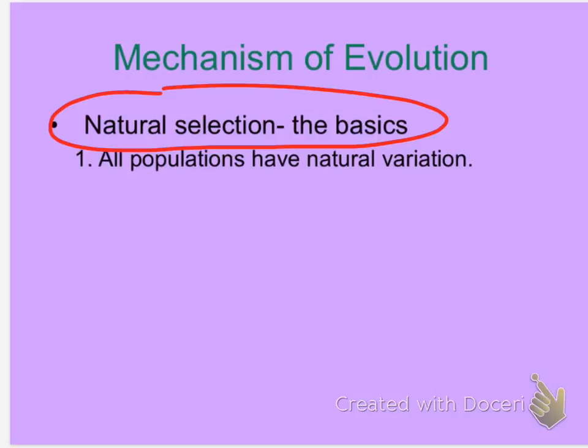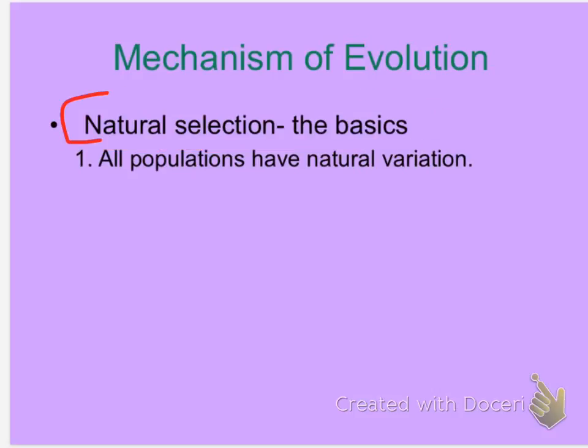The mechanism of evolution is natural selection. And this is amazing because Charles Darwin proposed this long before we knew a lot of the underlying biology of how natural selection works. Proposed it before we knew what DNA was. Proposed it before we knew a lot of the genetics that we know now. And pretty much his proposal stands. And the first thing about natural selection you got to know is everyone's a little different. All populations have natural variation.